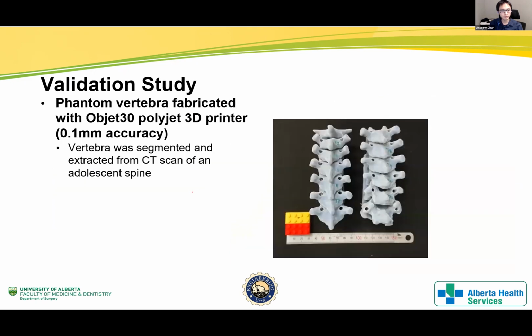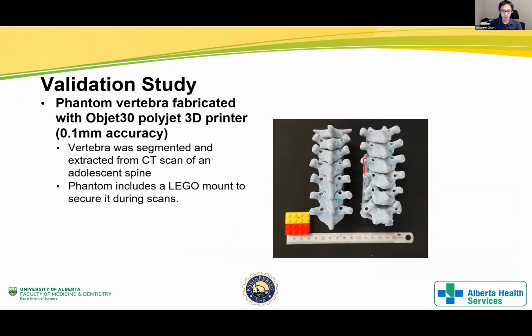So in order to validate our system, we use 3D printing. So we used a PolyJet 3D printer to get much higher accuracies for our vertebrae. We segmented and extracted a vertebra from a CT scan. And then we did a few modifications for our study. First of all, we added a Lego mount.